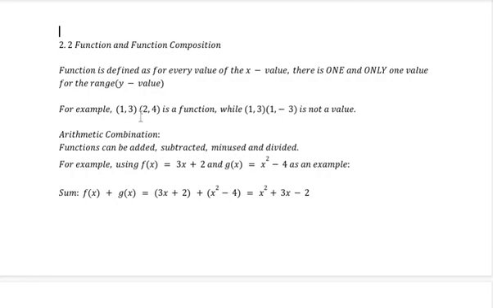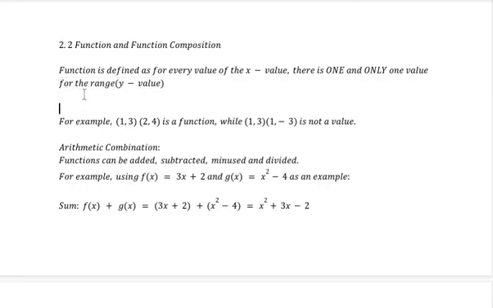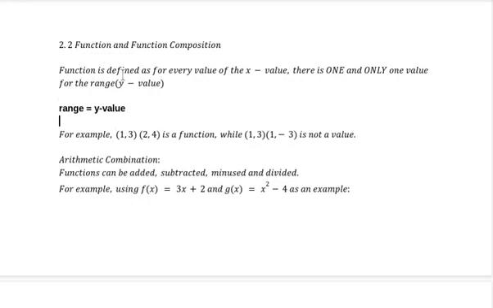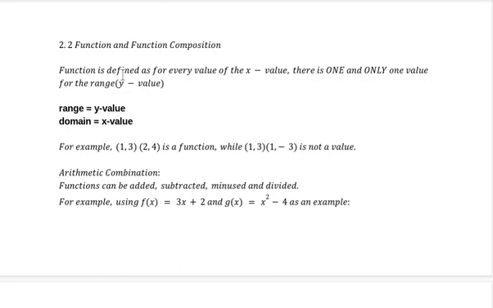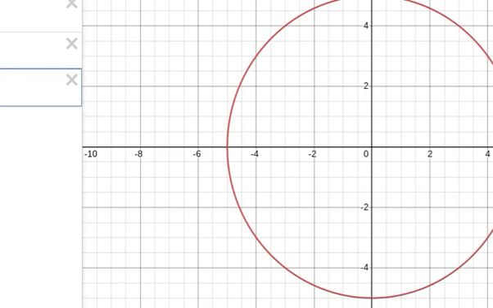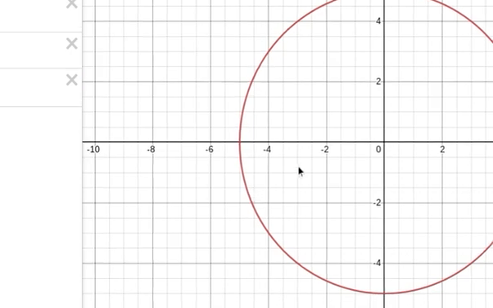Recall that in the later part, if we talk about range, we mean the y value. Domain means the x value. So for example, if we have two dots, then they form a line. (1, 3), (2, 4) is a function, while (1, 3), (1, -3) is not a function. It may seem a bit confusing, but I'm going to give you multiple examples to help you see that.